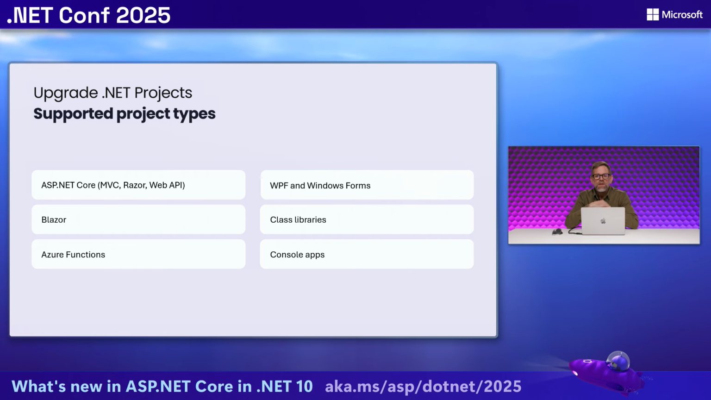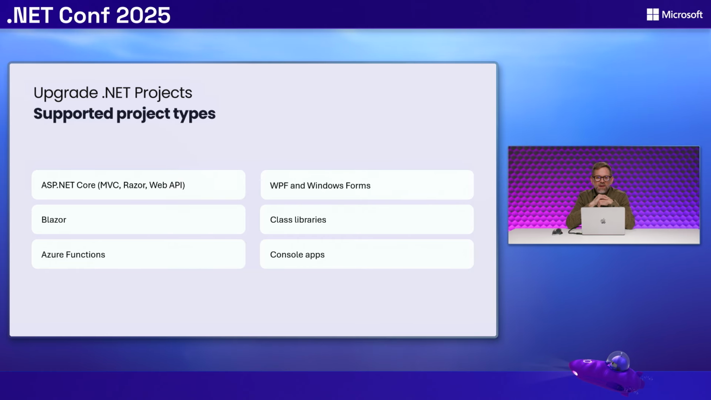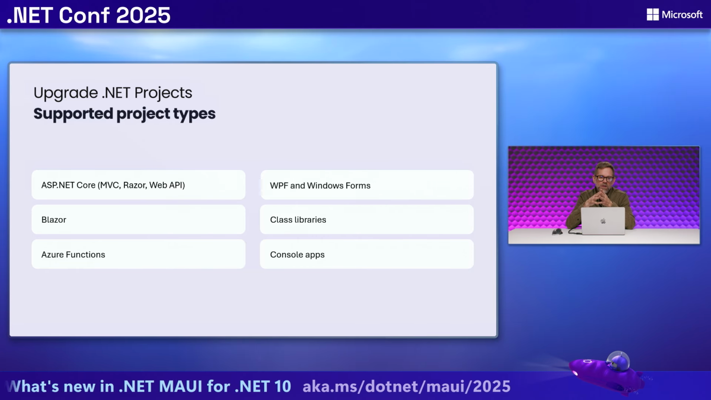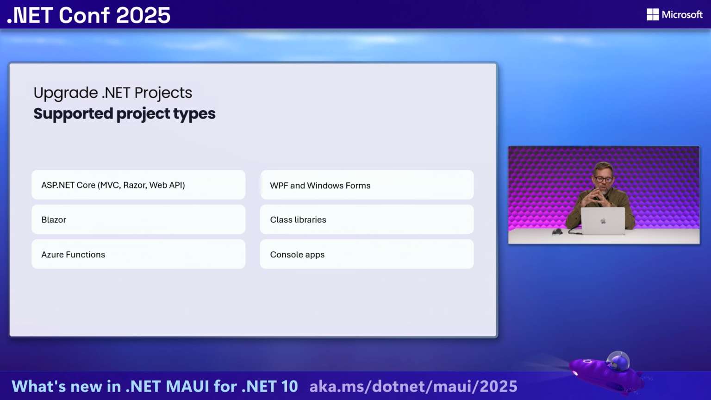There are several different project types that are available to be upgraded, which is great. We can do ASP.NET applications, which is beautiful, class libraries, console apps, WinForms.